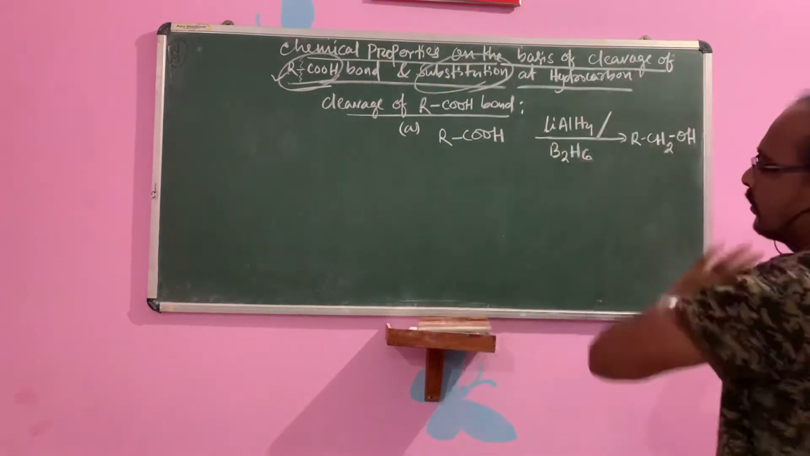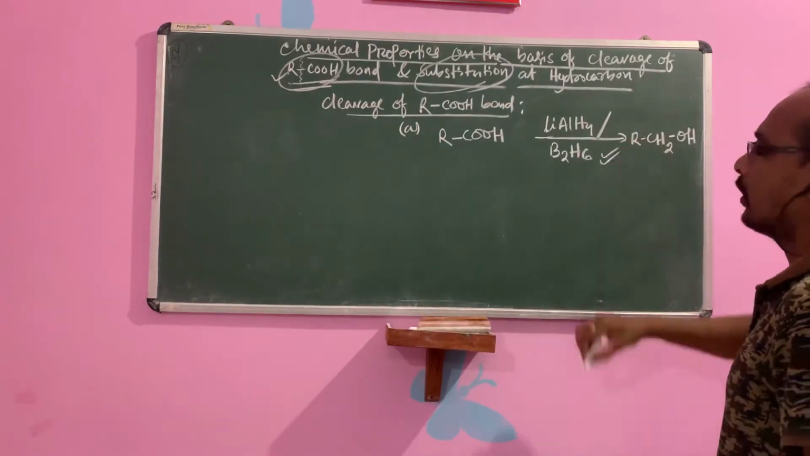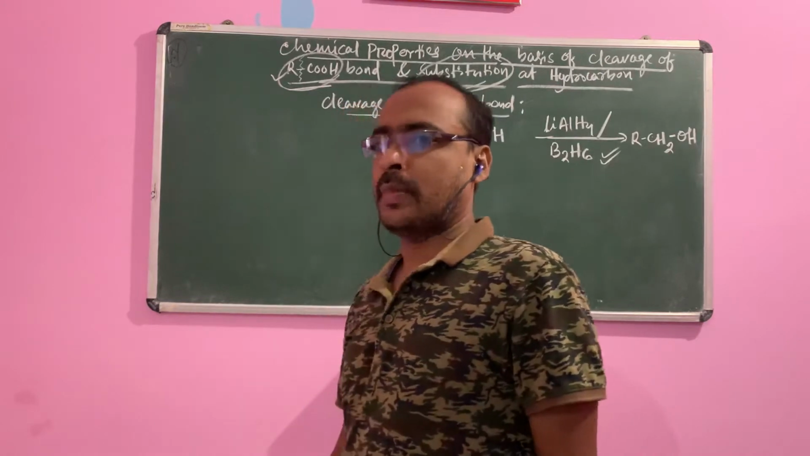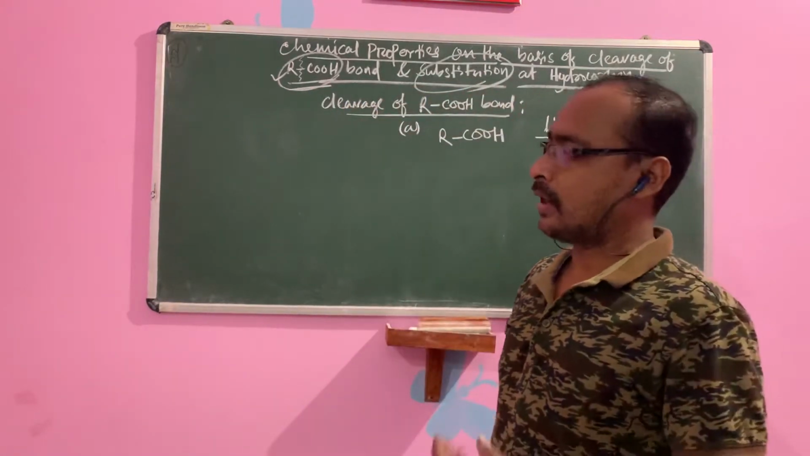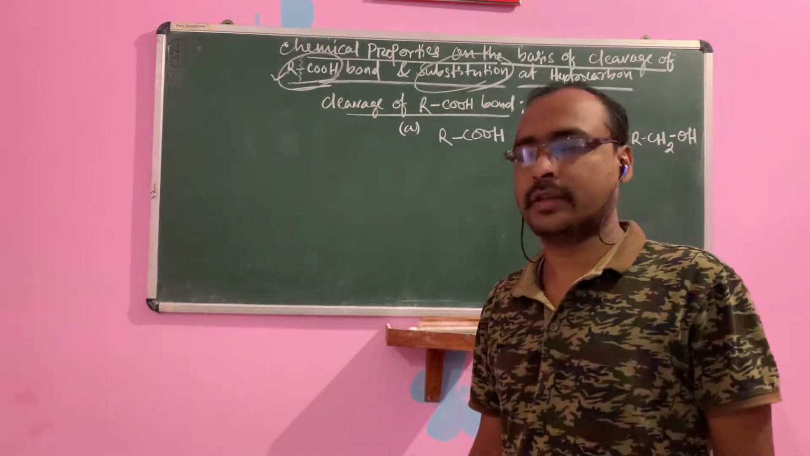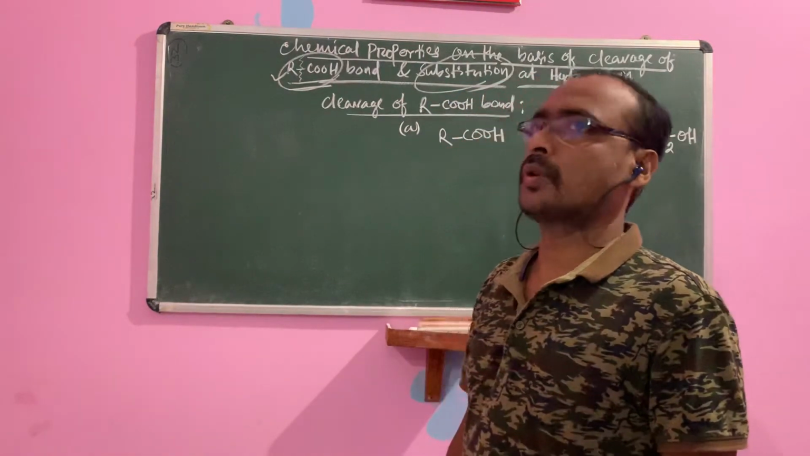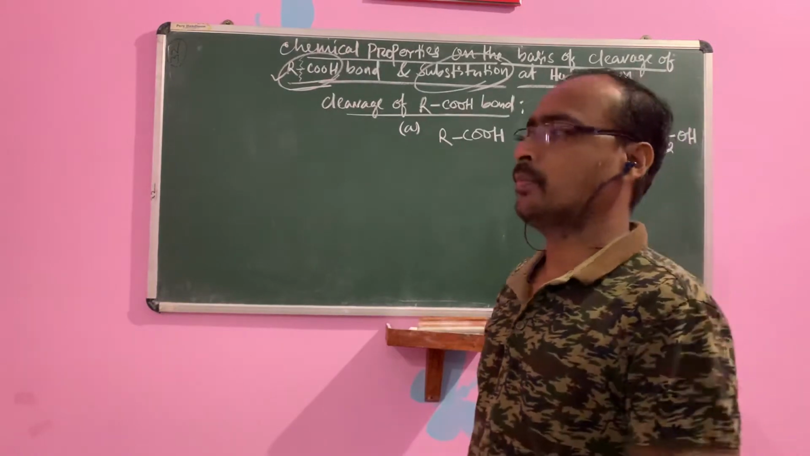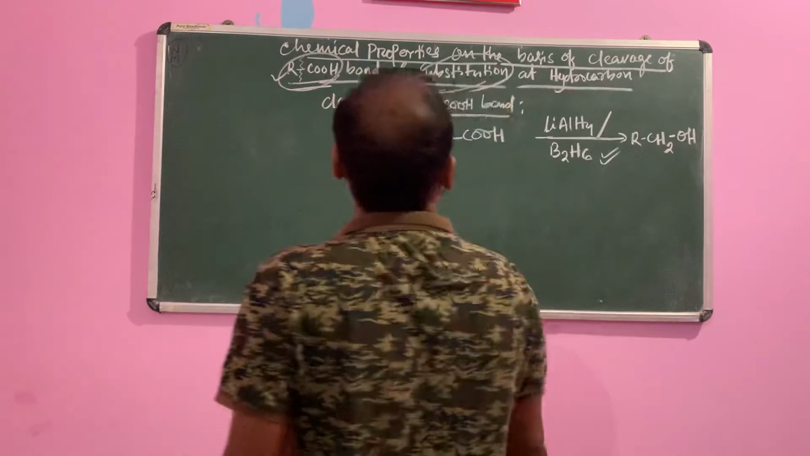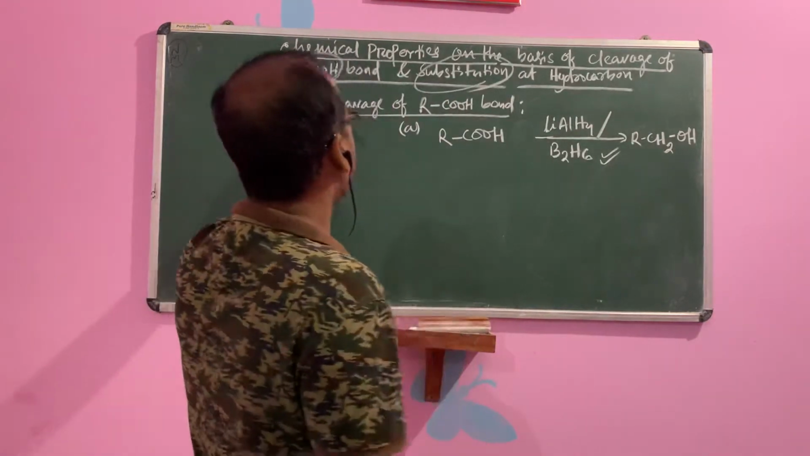This is the best method, as you know from the previous preparation of alcohol from alkene following the Markovnikov rule in the lesson of alcohols, phenols and ethers. So this gives the best yield, with maximum product formation. Okay, so this is one.